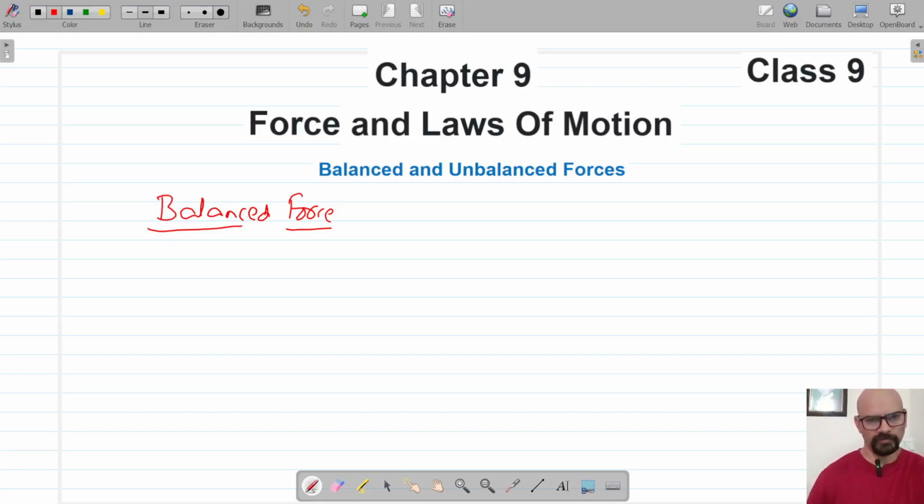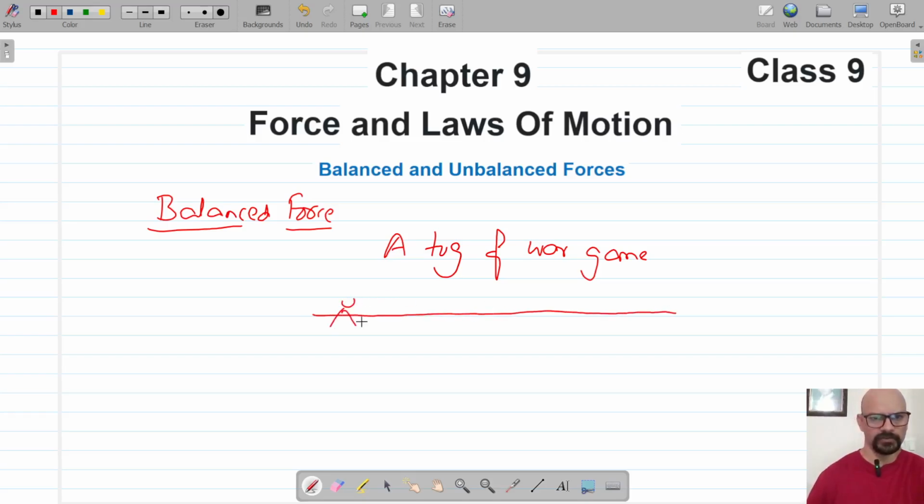To understand this, let's take an example of a tug of war. So in a tug of war game, we apply a force. There are individuals on both sides, and they are applying force to get the rope on their side. Let's say this is the force F1 and this is the force F2. Now when the rope does not move, that means both these forces are equal but in opposite direction.